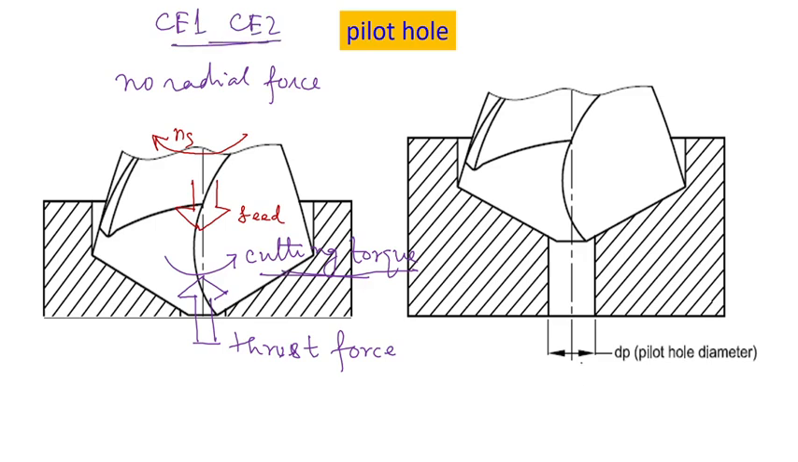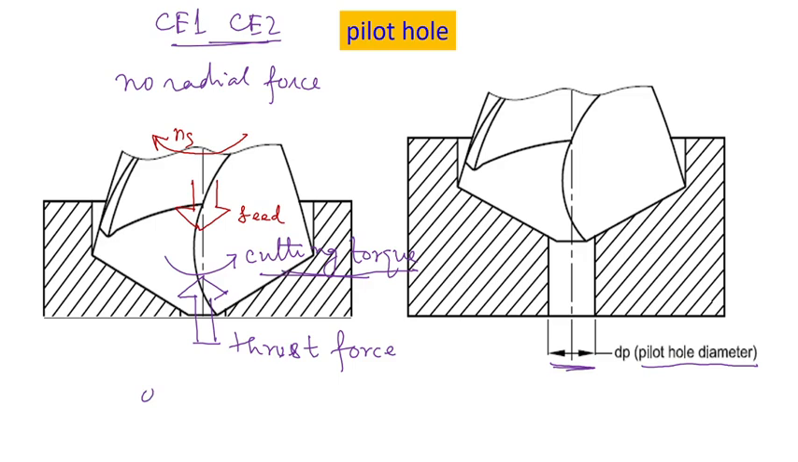Now what is pilot hole? Just under the chisel edge, if you remove the material, so this is a work material where there is a pre-existing hole. This diameter of the hole is called a pilot hole, and this is the pilot hole diameter. That means the chisel edge does not participate in the final hole making process. Why it should not participate? That we will explain later on once we look at the data. So this is the pilot hole.